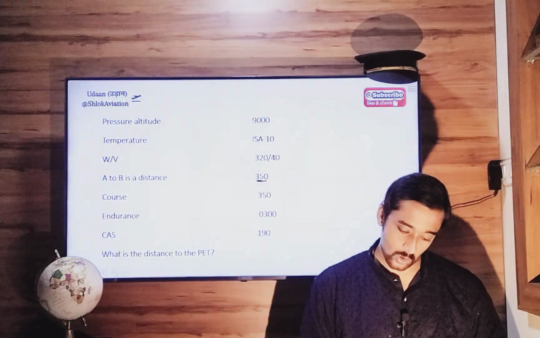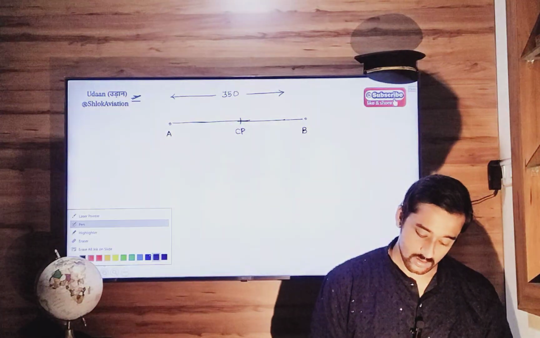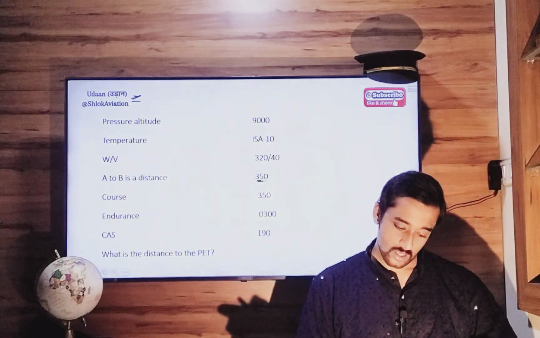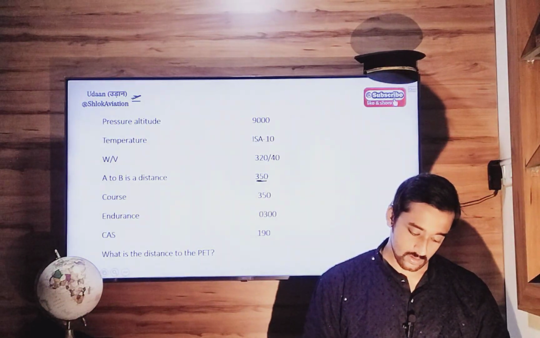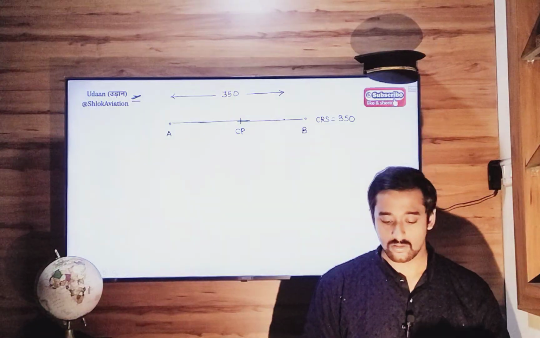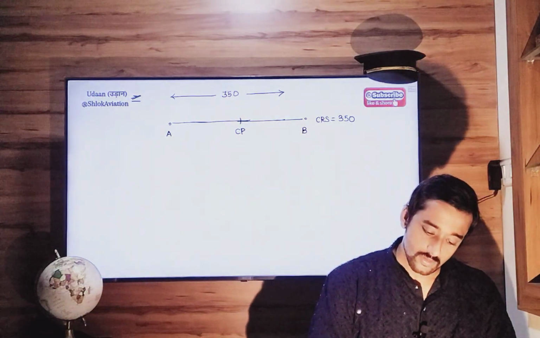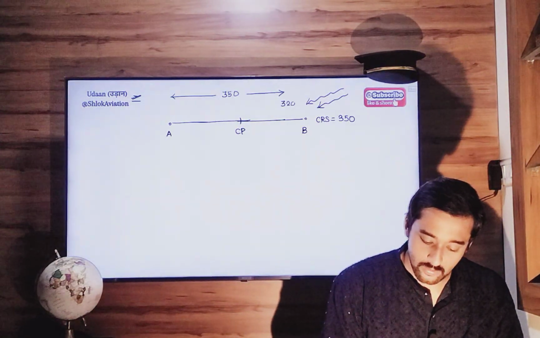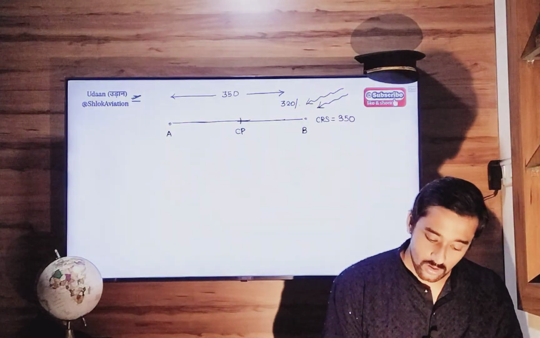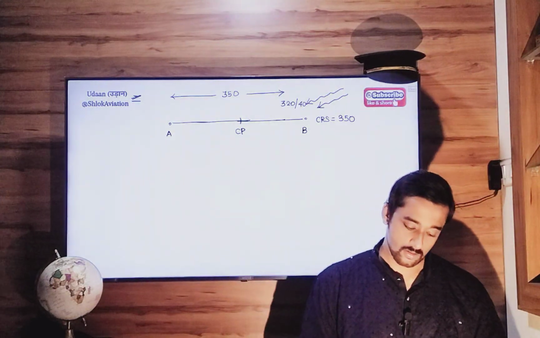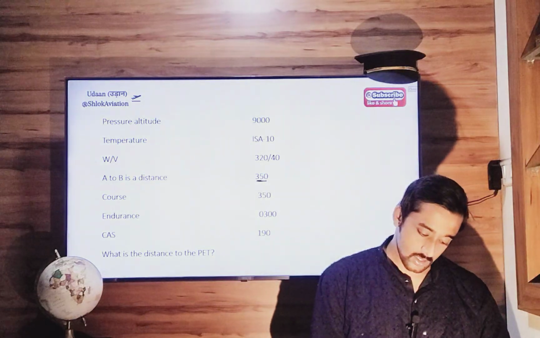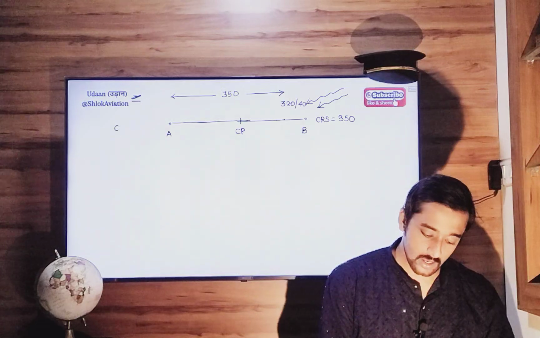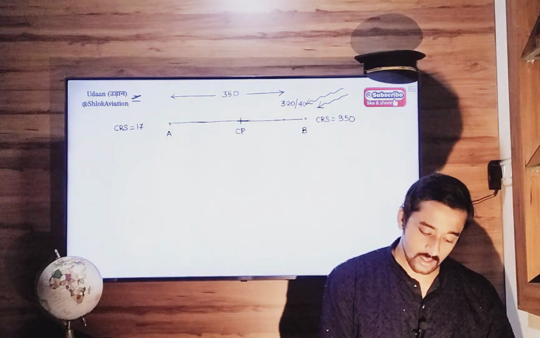Winds are 32, course is 350. Winds will be coming from 320, so 320 at 40 knots. So this is done, this done, this done. Next, course is 350, so the reciprocal course will be 170.